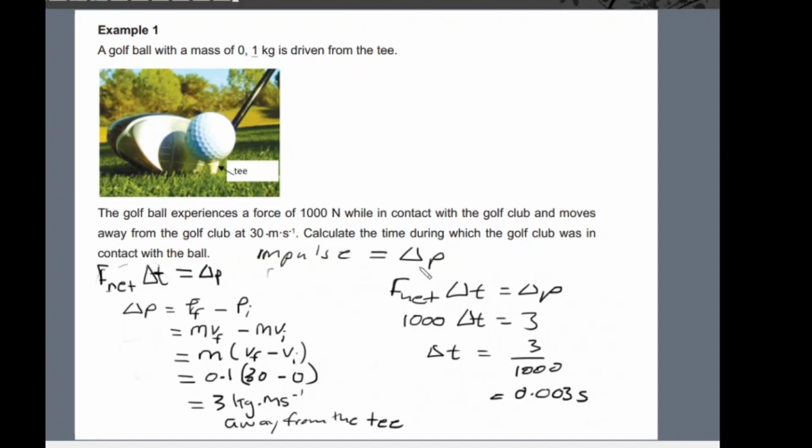Remember that this is sort of an application of Newton's second law of motion in terms of momentum. We say F net is equal to the rate of change in momentum, and then if you rearrange the formula you get the impulse momentum theorem.